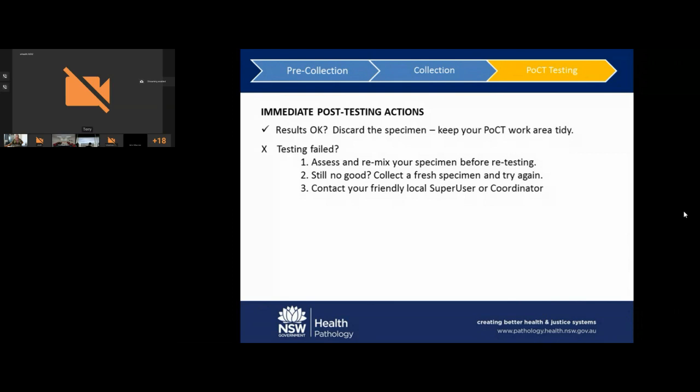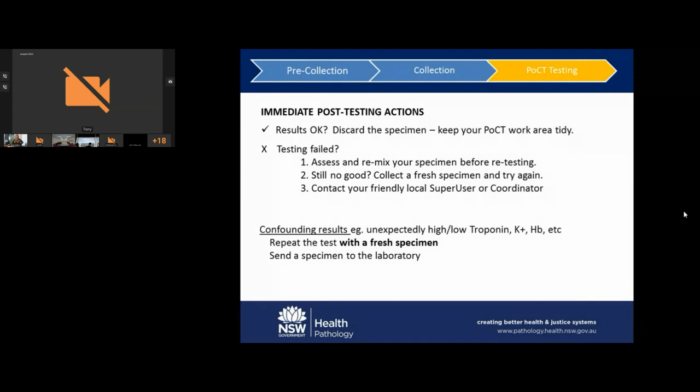Do the results in no way match the patient's clinical picture? For example, has the patient been experiencing classic cardiac symptoms for 12 hours, yet the point of care testing result is negative? In this case, don't just rerun the same specimen, you'll probably just get the same result. Remember how I said the machines will not fix your specimen. Instead, recollect and repeat the test with a fresh specimen. If you get the same result again, this will at least help rule out blood collection technique or specimen handling as the cause of the original unexpected result. In these cases where the point of care result does not seem to match the clinical picture, send a specimen to your local lab for a second opinion.